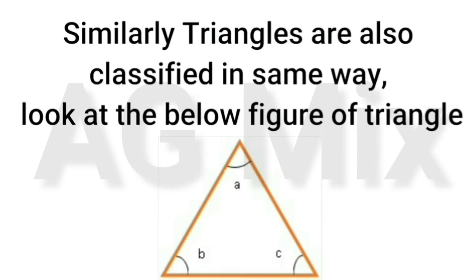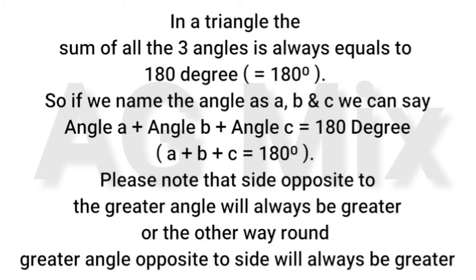Similarly, triangles are also classified in the same way. Look at the figure of the triangle below. In a triangle, the sum of all three angles is always equal to 180 degrees. So, if we name the angles A, B and C, we can say angle A plus angle B plus angle C is equal to 180 degrees.